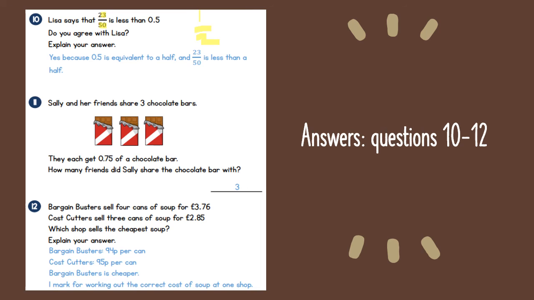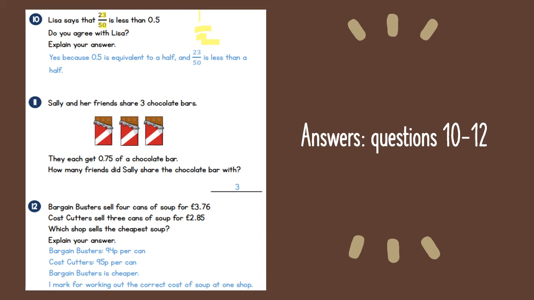And number 11, Sally and her friends share 3 chocolate bars. They each get 0.75 of a chocolate bar. So it's that understanding of 0.75 and its equivalent fraction being 3/4. How many friends did Sally share the chocolate bar with? And that is 3. And then number 12, Bargain Busters sell 4 cans of soup for £3.76.